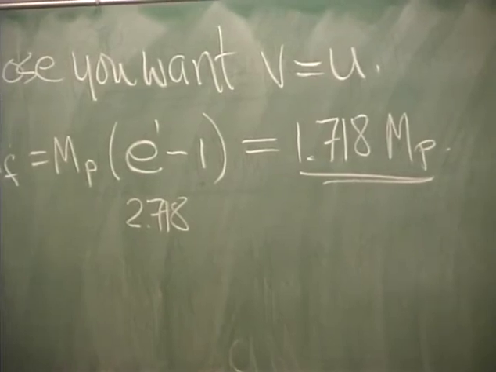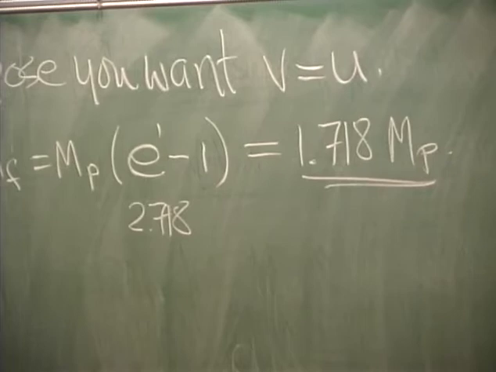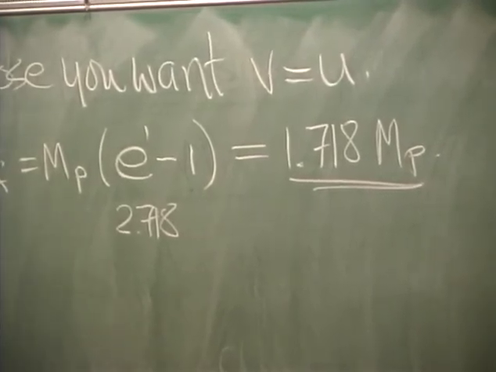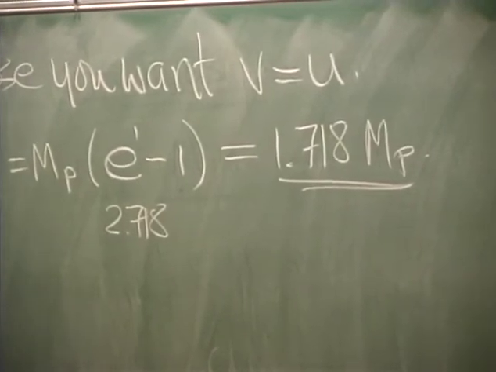So to get your rocket going at the exhaust speed, exactly the exhaust speed, you better load up almost twice as much fuel as payload. But in general, this will tell you how much you need for any speed.